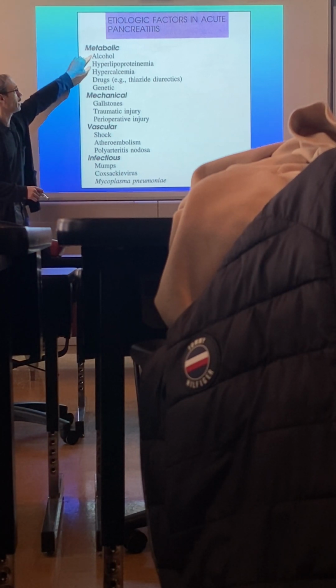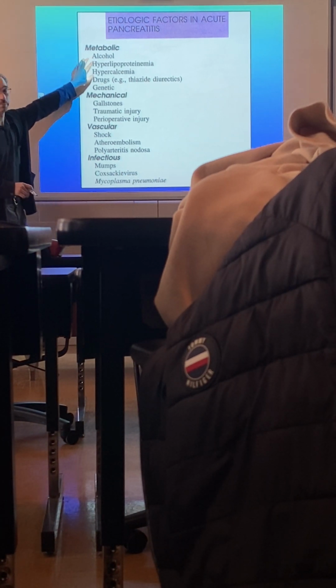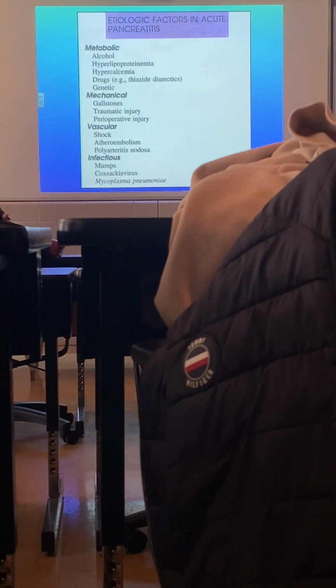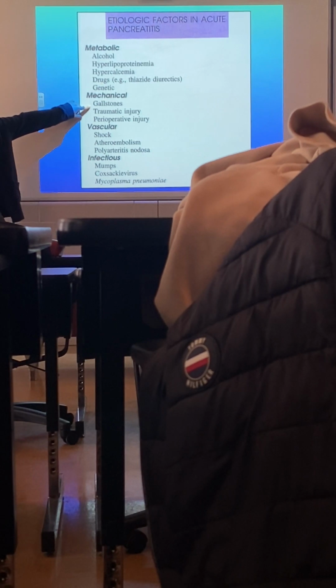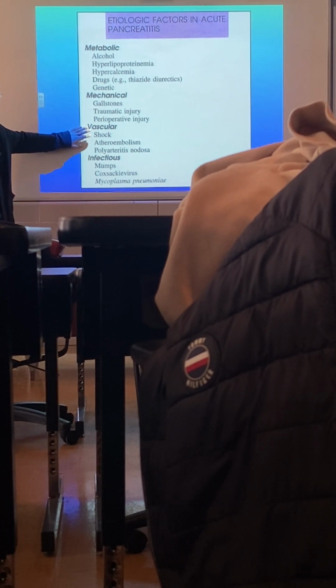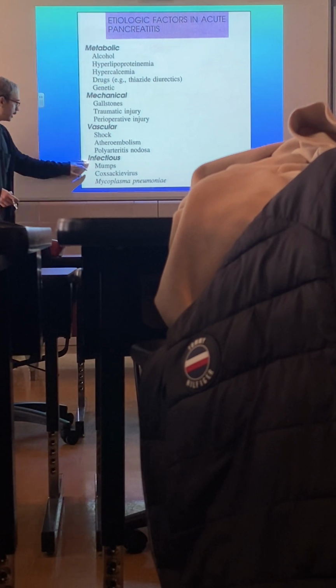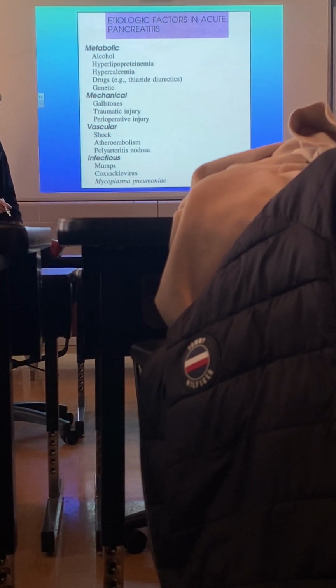So again, look at the top list. Metabolic would be alcoholism. We'll talk about how that works. Okay. Mechanical, gallstones, again, right at the top of the list. Vascular, shock. I'll show you that some of the acinar cells will degenerate and they'll release their enzymes. And when they release their enzymes, they become prematurely activated. And then, of course, we have infectious mumps and coxsackie virus.